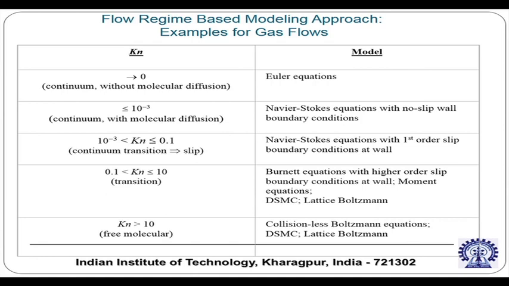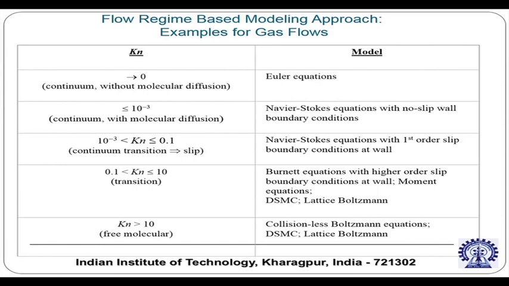Between 10 to the power minus 3 to 0.1, you can use the Navier-Stokes equation with first order slip boundary conditions at the wall. The first order slip boundary conditions are the boundary conditions that we have discussed in the context of slip in this particular course. We have not discussed higher order slip boundary conditions.